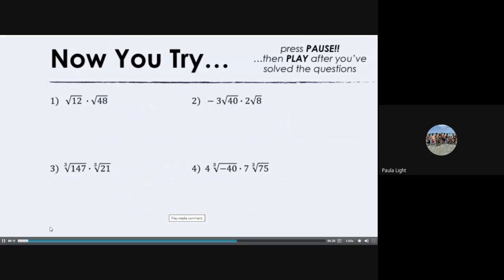All right, let's have you try these four problems. What'd you get on number one? Did you finish that one yet? Not yet. Okay. Zach, do you have an answer for number one? What'd you get? 6 radical 3. Well, can you multiply those?